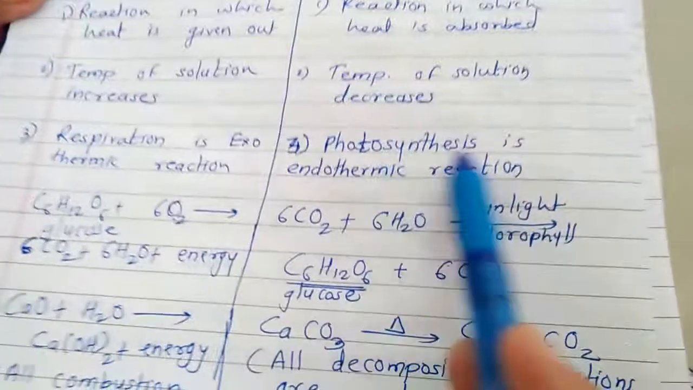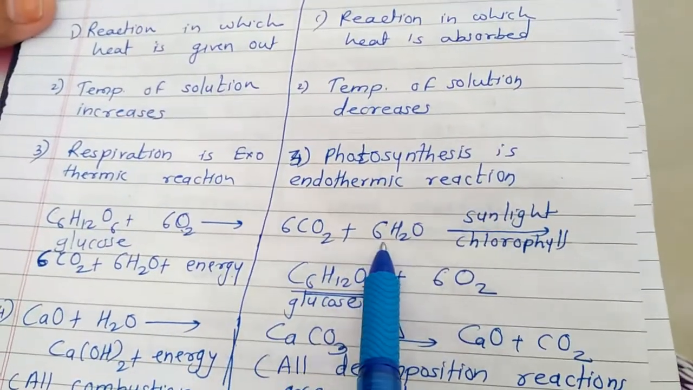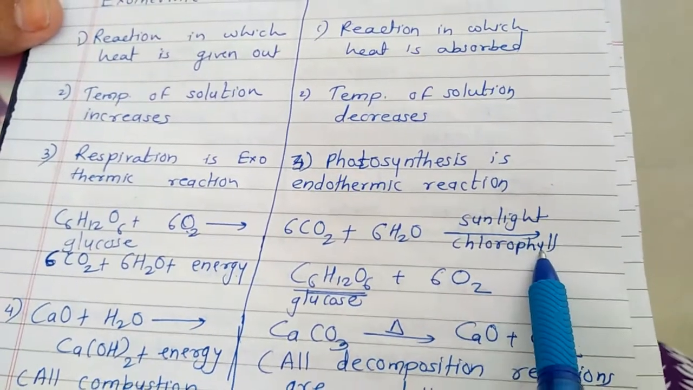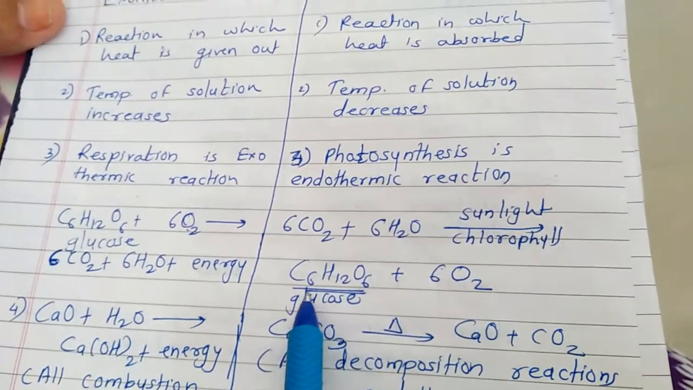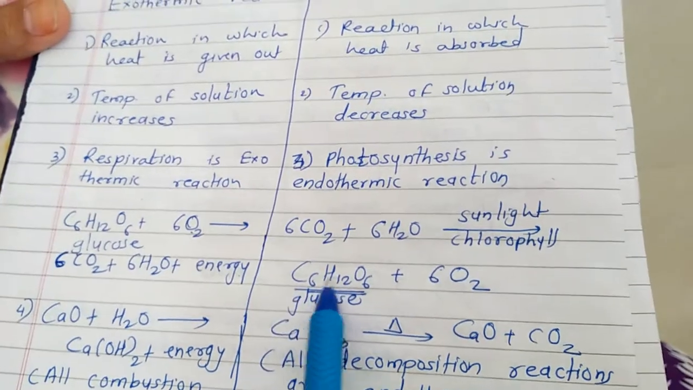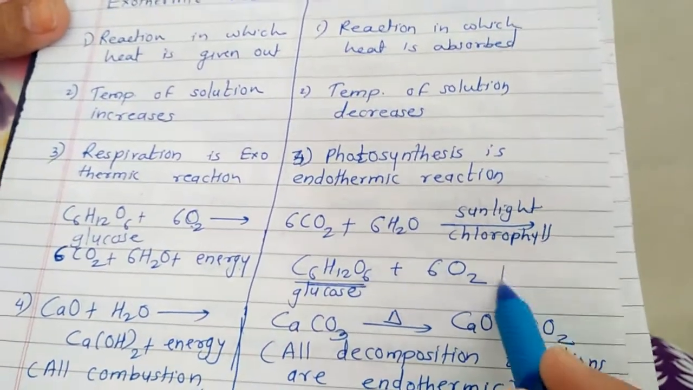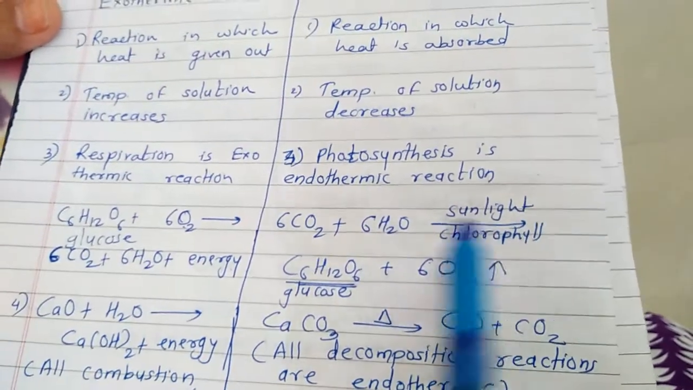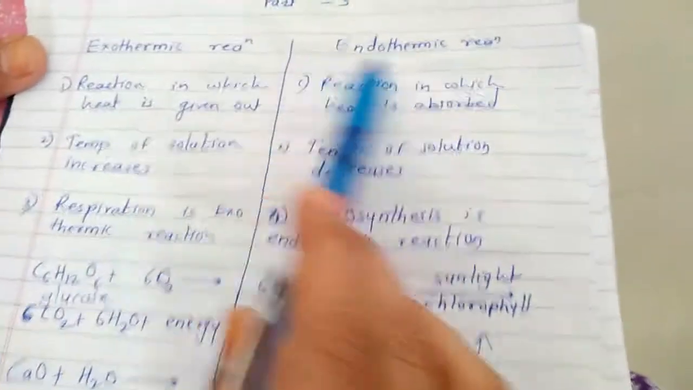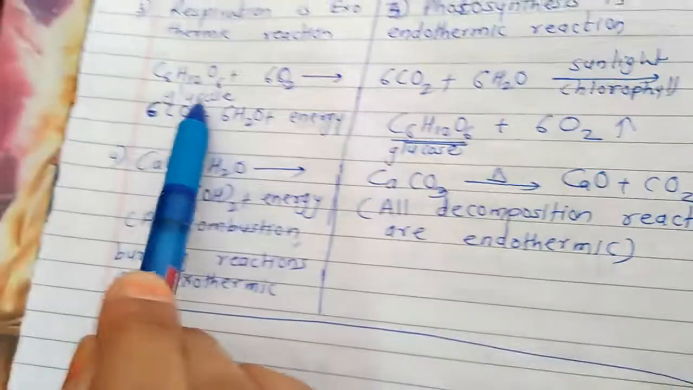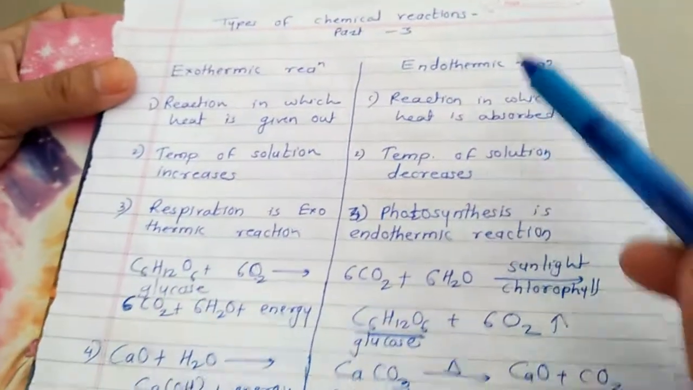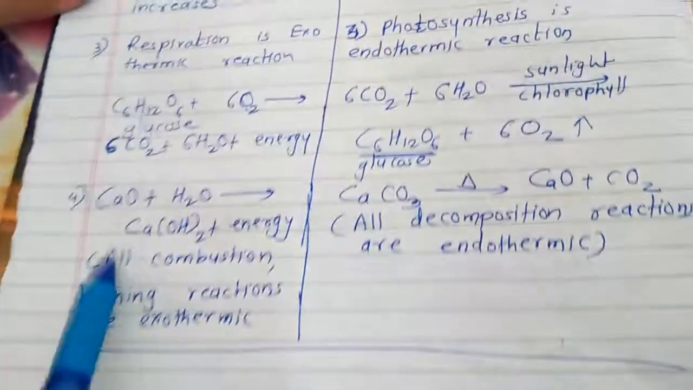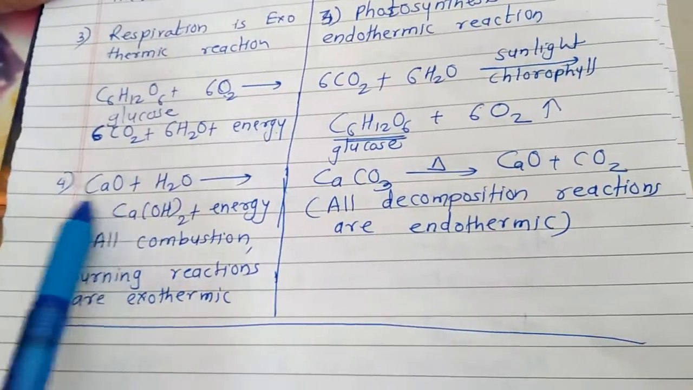And if we take photosynthesis, 6CO2 plus 6H2O in presence of sunlight and chlorophyll pigment, plants prepare their own food in the form of glucose C6H12O6 and oxygen gas is given out. In this reaction energy is needed. It is the endothermic reaction. So respiration is exothermic and photosynthesis is endothermic. Both are opposite reactions.